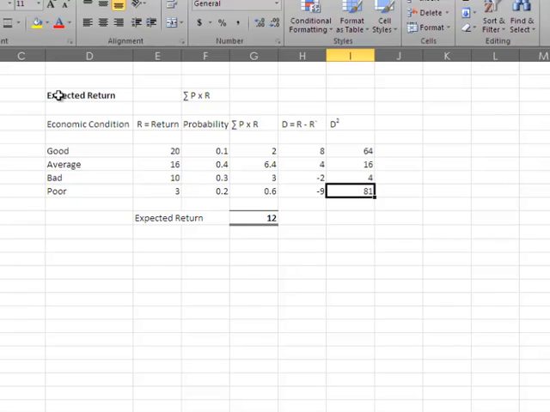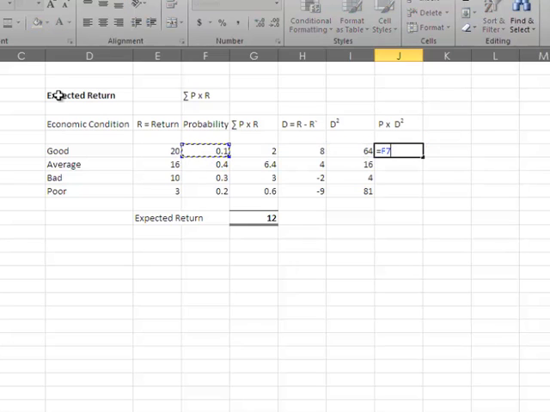Then I'm going to find out probability multiplied by d square. So for the first case, the probability is 0.1 and d square is 64. So 0.1 into 64 is 6.4. For the second one, 0.4 into 16, which is equal to 6.4, and for the third one 0.3 multiplied by 4, and for the last one it is 0.2 multiplied by 81. So total sigma PD square is 30.2.